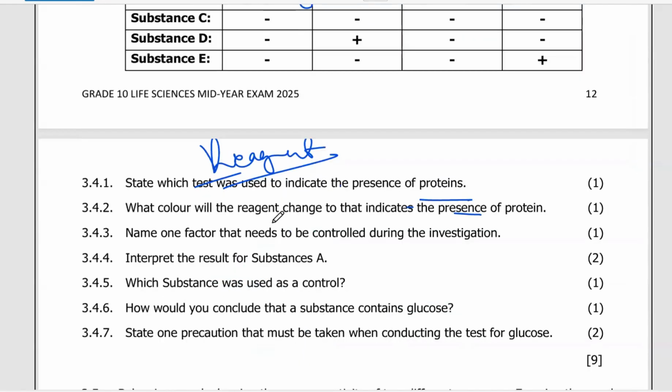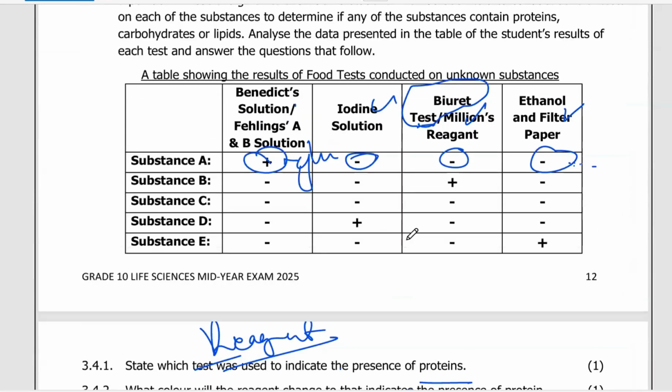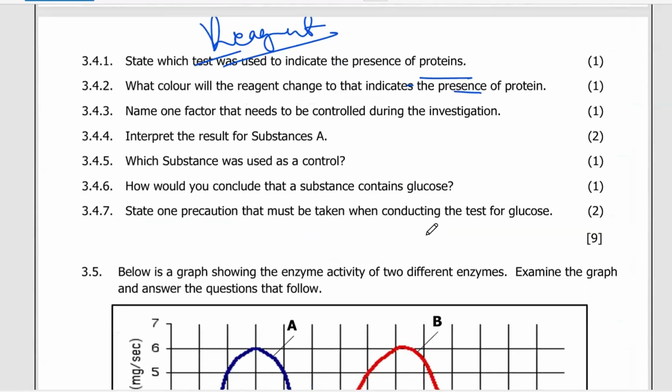Then we go to the next question. They're saying which substance was used as a control experiment? Yes, it shows that all of them are negative. All of them are negative, so it means that it's substance C.